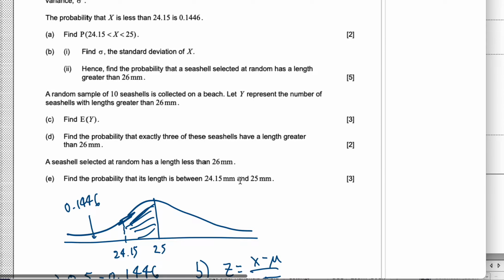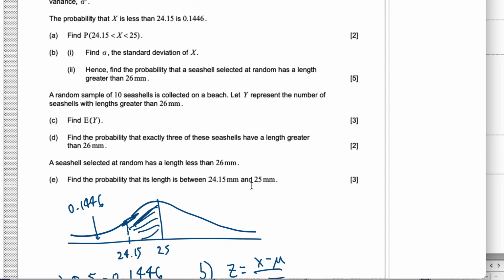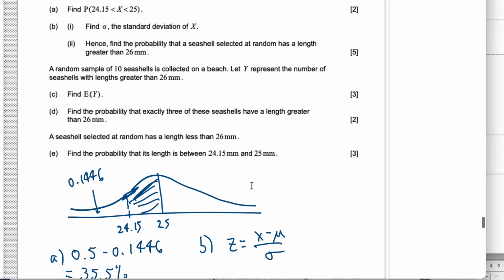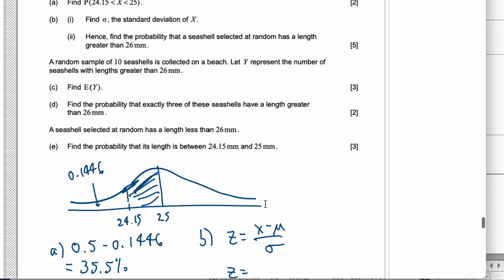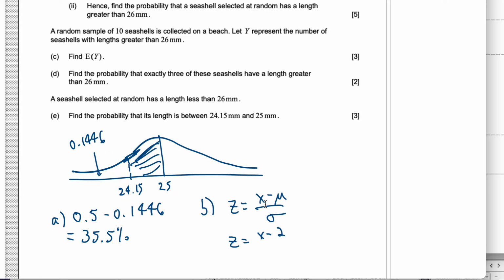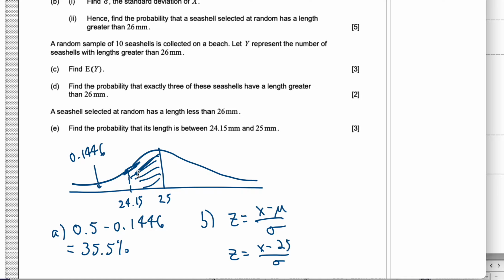Okay, so it says find the standard deviation, and we have the mean already as 25. So let's just put that in. Minus 25 over sigma. So the question is, can we obtain a z-score for something? If we look at our information here, we know that the probability less than 24.15 is 0.1446. So we can get the z-score just for this right here. Let's get our calculator out.